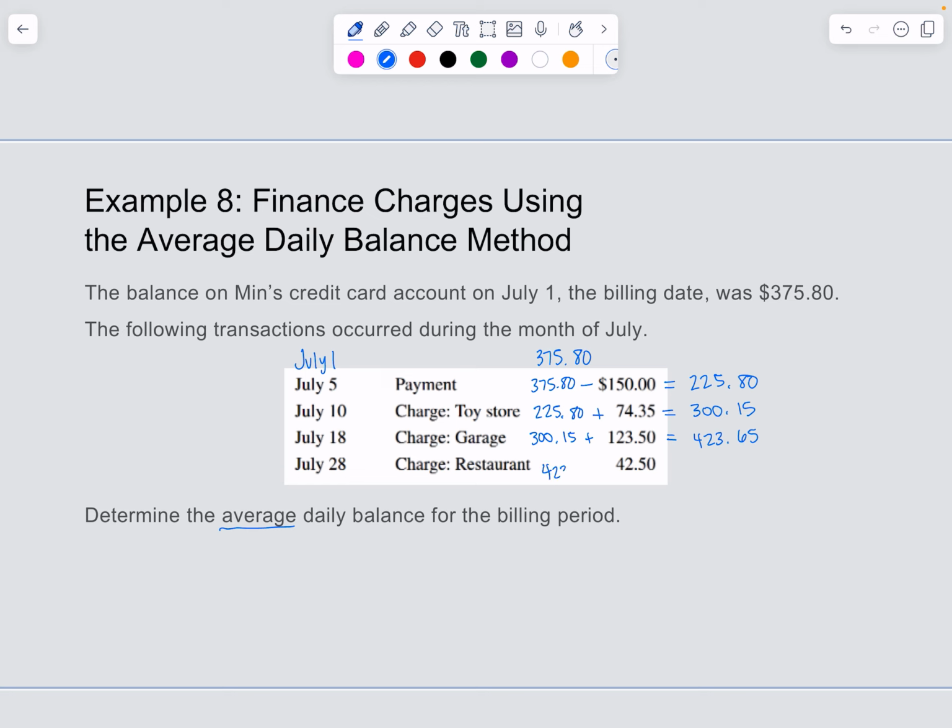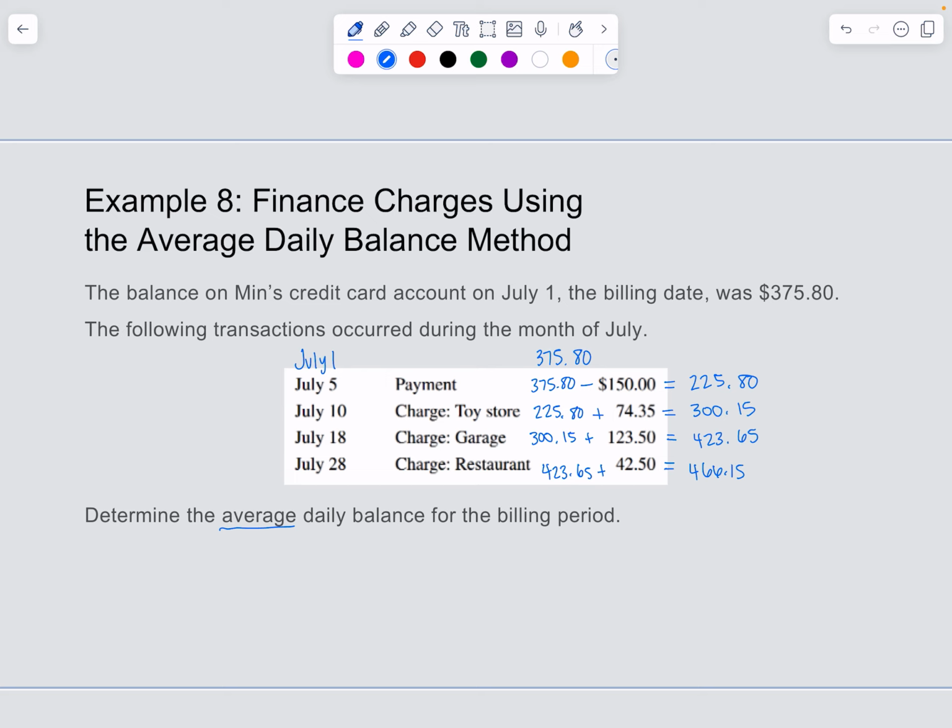So $423.65 plus $42 at the restaurant. Now she owes $466.15. Okay? She's racking up the charges. Now we have values at each of these important dates. So next, we find out how many days each of these amounts lasted.